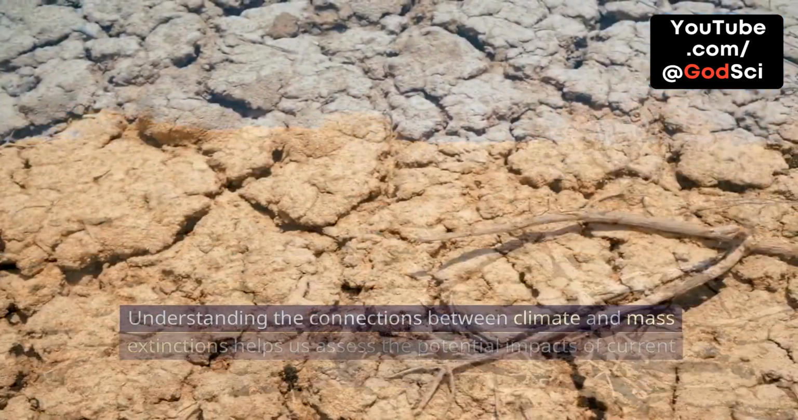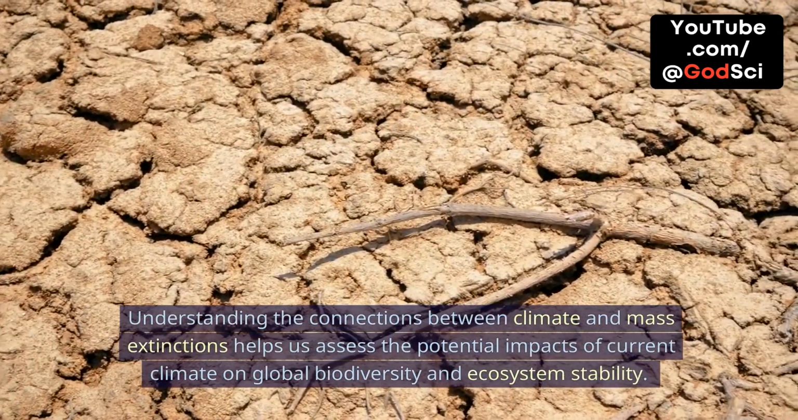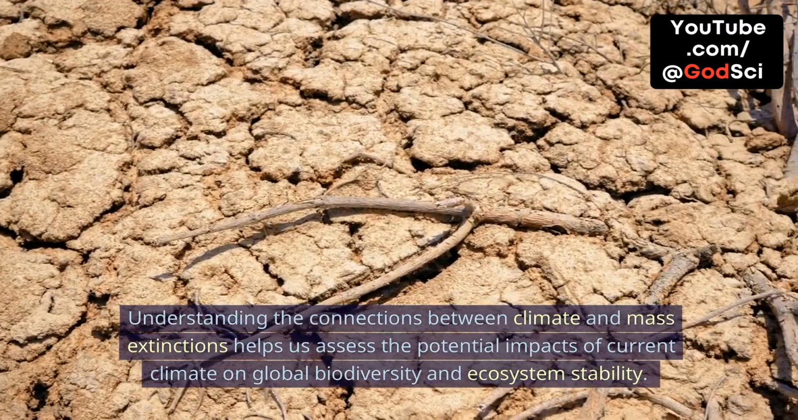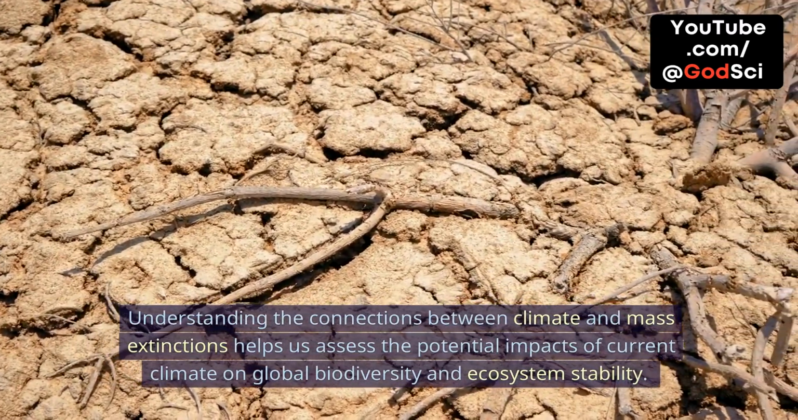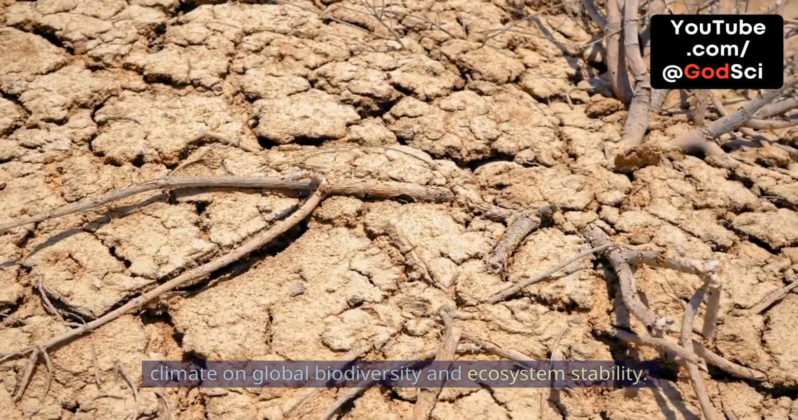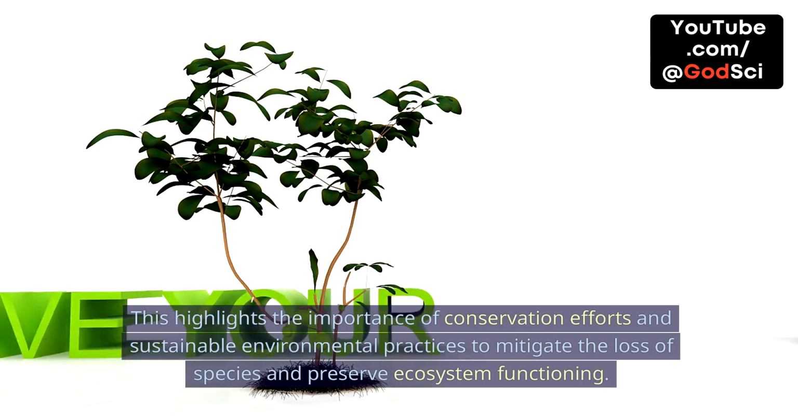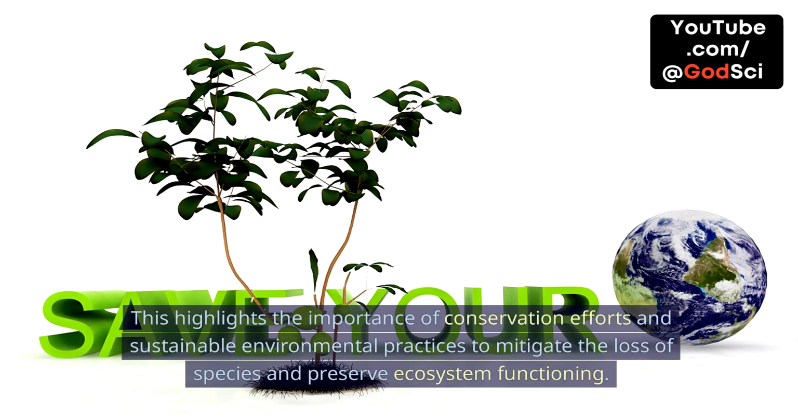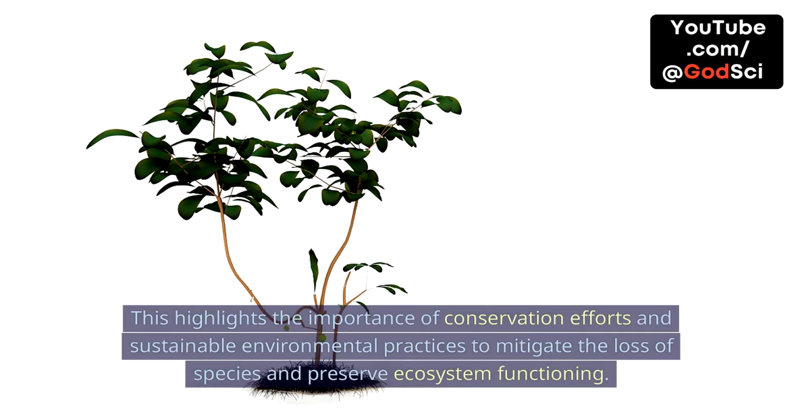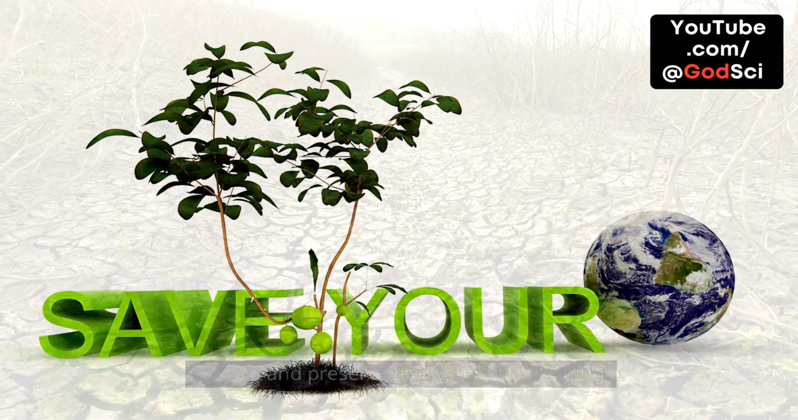Understanding the connections between climate and mass extinctions helps us assess the potential impacts of current climate change on global biodiversity and ecosystem stability. This highlights the importance of conservation efforts and sustainable environmental practices to mitigate the loss of species and preserve ecosystem functioning.